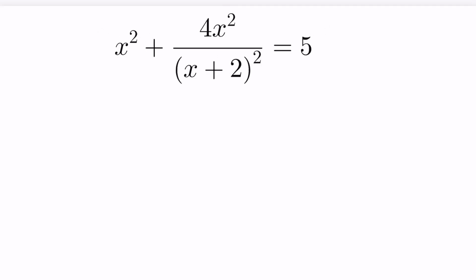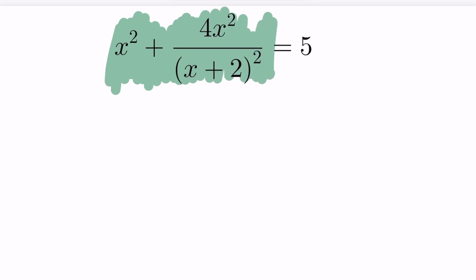All right, we're going to take a look at the following problem here. They give you x squared plus 4x squared over (x plus 2) quantity squared equals 5. They want you to solve for x here. So the first thing you want to do, if you want to tackle this by the direct method, is go ahead and multiply across by the denominator, giving us the following.